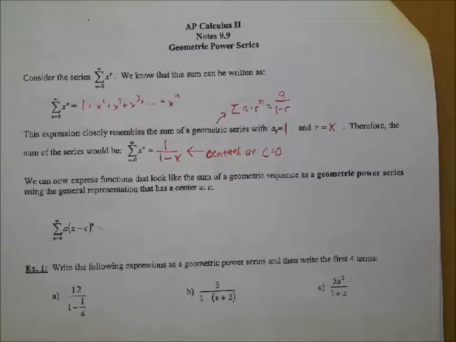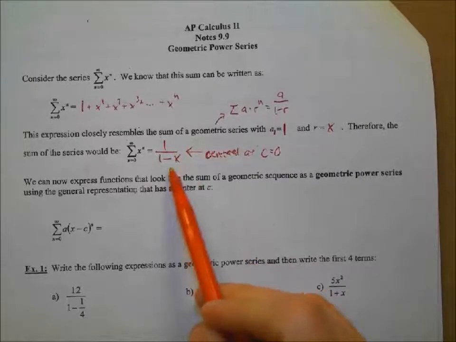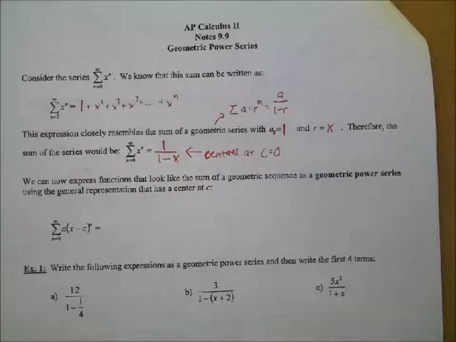Okay? So we can now express functions that look like the sum of a geometric sequence as a geometric power series. If you remember, there were 4 power series that you're responsible for, to recognize the format. We've talked about sine and cosine and e to the x quite a bit. But we haven't done a whole lot with geometric series, and here we are now going to be doing that. So we're taking the sums, functions in the form 1 over 1 minus x, or a over 1 minus x, and rewriting them as power series.